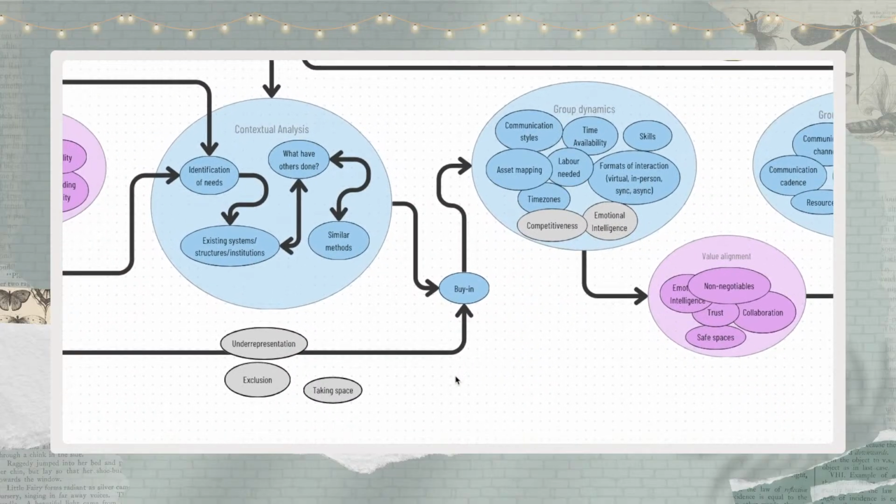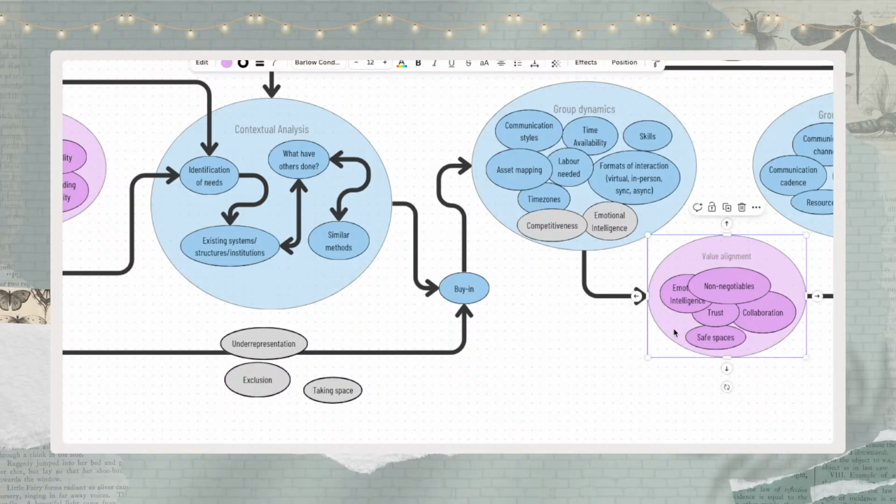I'm going to pop them in there for now. Yeah, and then here maybe we want to put those three in a bubble, like we did for making space or value alignment, and maybe we want to put external barriers there.